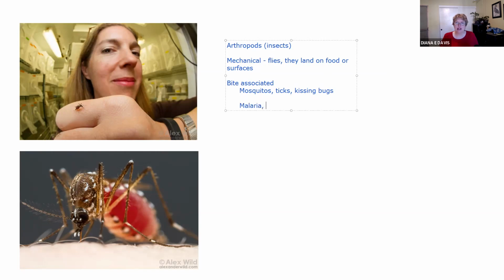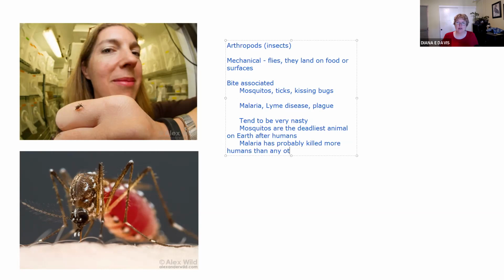And we think of malaria, Lyme disease, plague. Lyme, not limb. These diseases tend to be very nasty. And it's often said that mosquitoes are the deadliest animal on Earth after humans, because they spread these diseases. It's estimated that in the history of humanity, malaria has probably killed more humans than any other single disease.